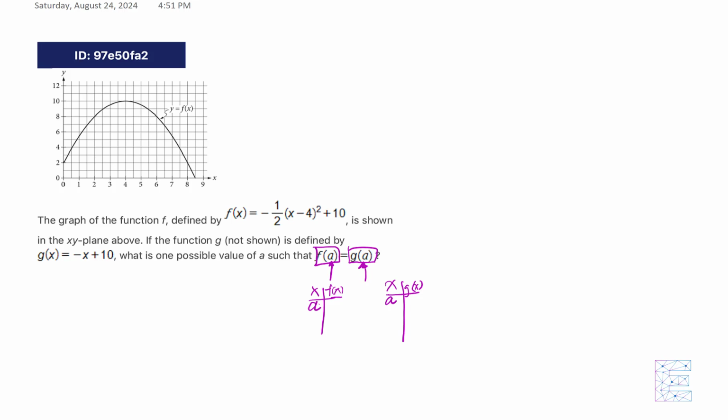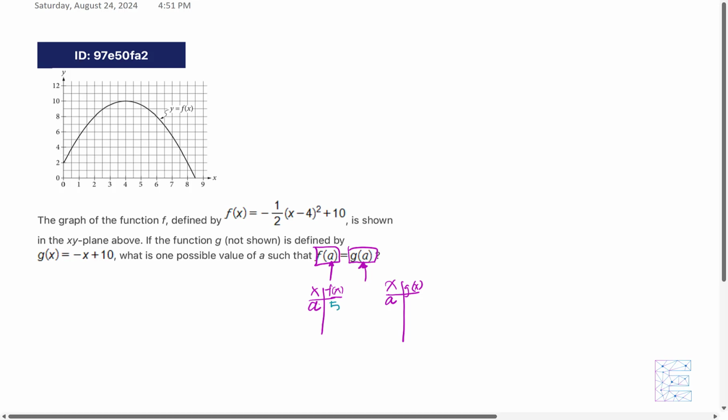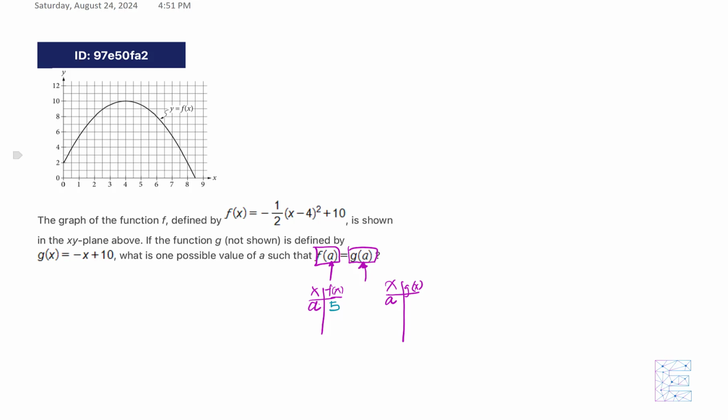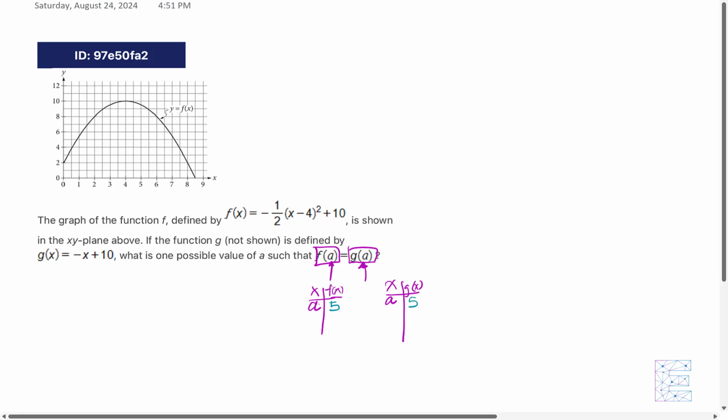Let's say, for instance, I'm making this up. Let's say if you plug in that a into the function f, your y value is 5. If you plug in a into the function g, your y value is also 5. That's all that's saying. So now that we understand that, let's go to the graph.